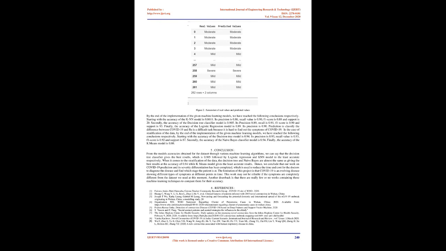5. Conclusion: from the model accuracies obtained for the dataset through various machine learning algorithms, we can say that the decision tree classifier gives the best results, which is 0.905, followed by logistic regression and the KNN model being the least accurate respectively. When it comes to the stratification of the data, the decision tree and naive Bayes are almost the same, giving the best results at an accuracy of 0.94, while the k-means model gives the least accurate results. Hence, we conclude that our work on COVID-19 prediction and its severity differentiation has been completed, which is used to reduce the time and cost for the doctors to diagnose the disease and find which stage the patient is at.